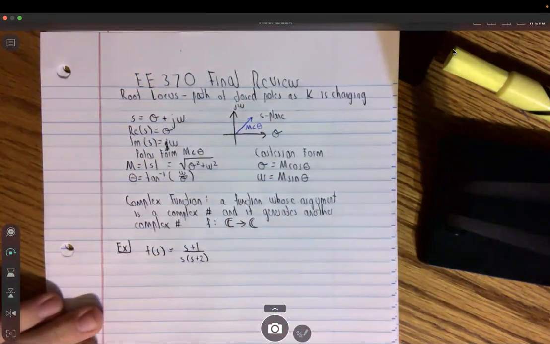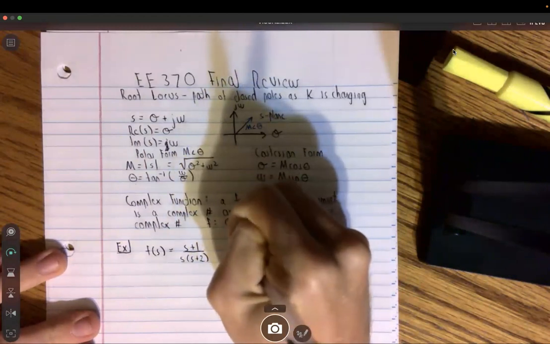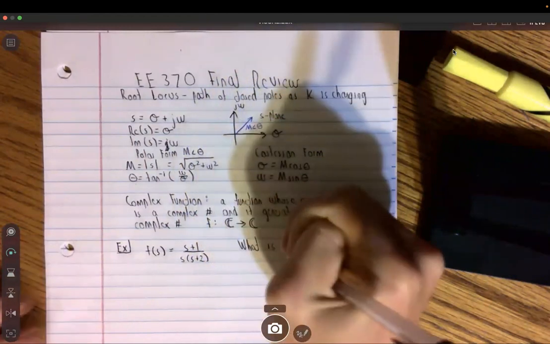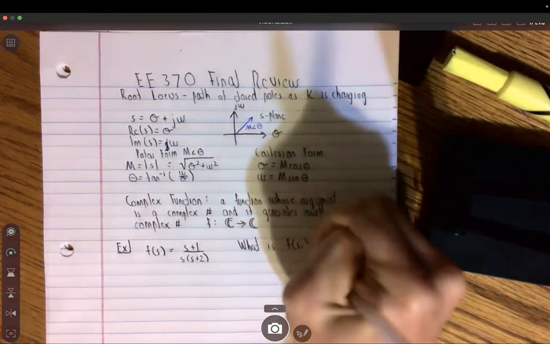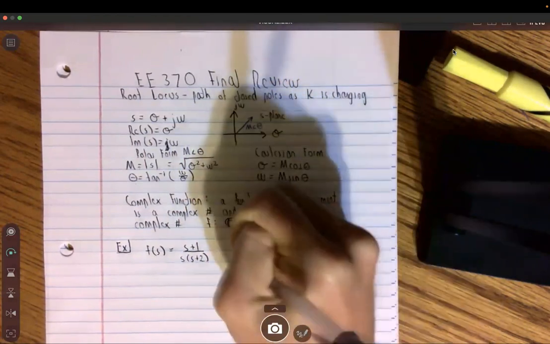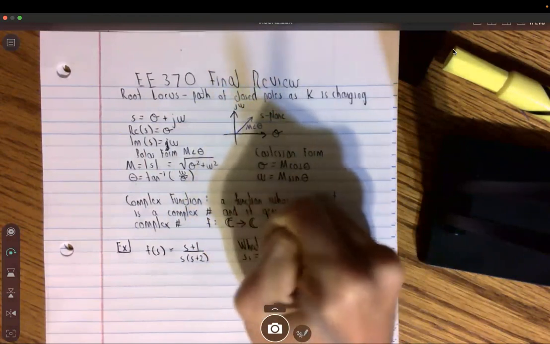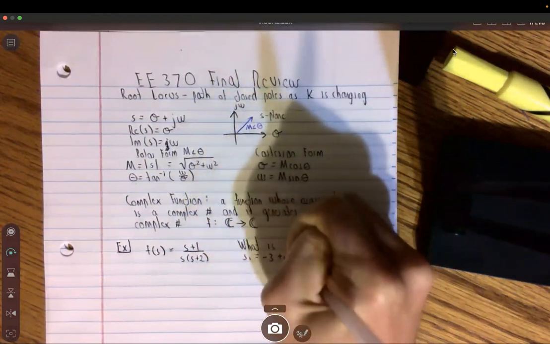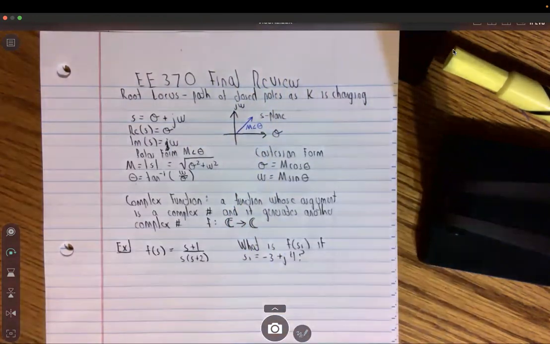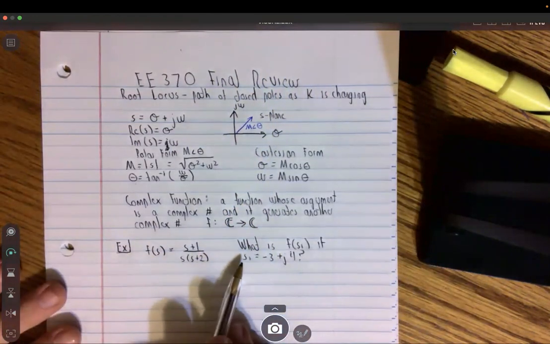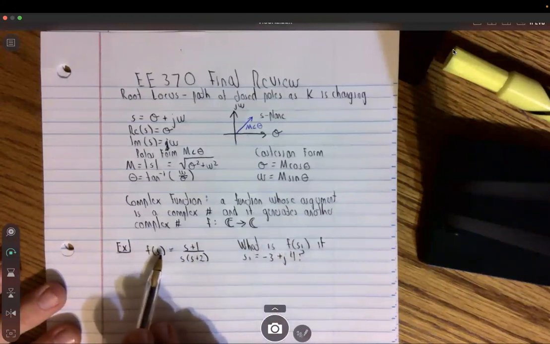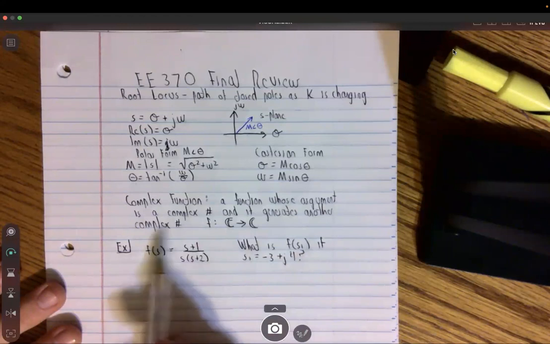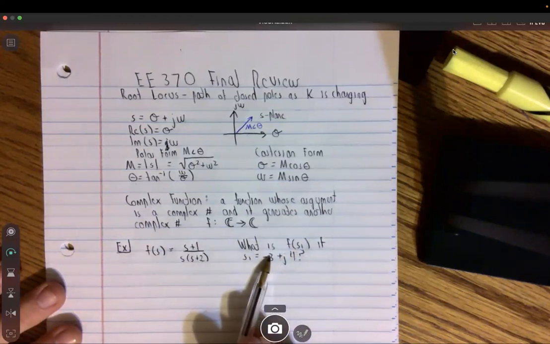And so what is f of s1, if s1 equals -3 plus j4? And so what we see here is our S1, we're going to plug that into our function. Our function's defined here, f of s. And so we're going to plug in for s the value of S1, which is right here, -3 plus j4.